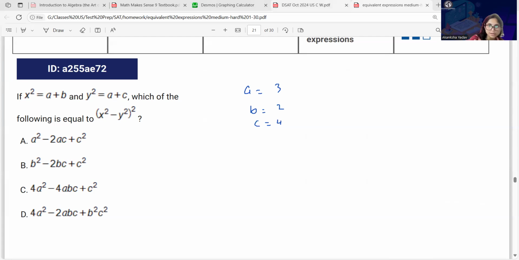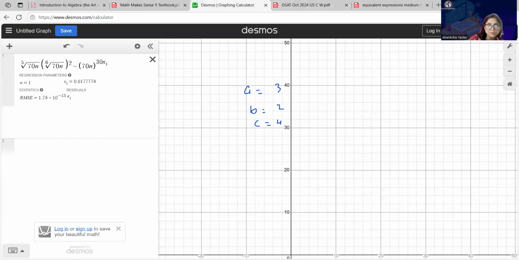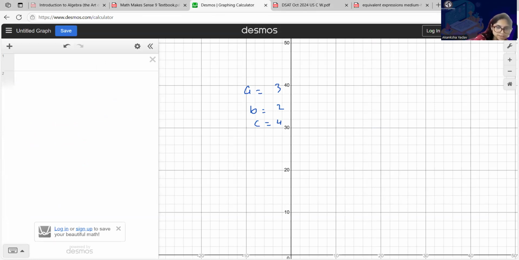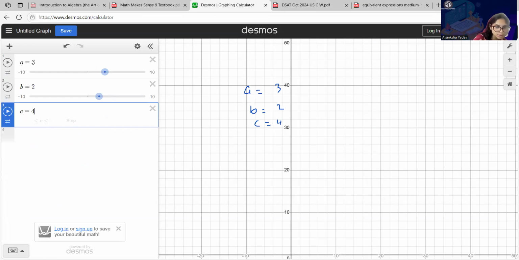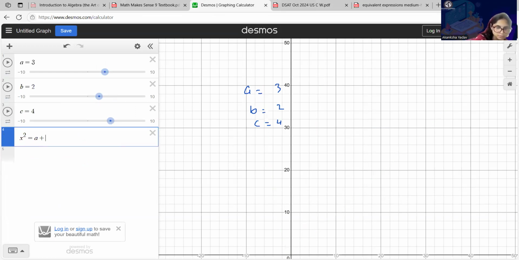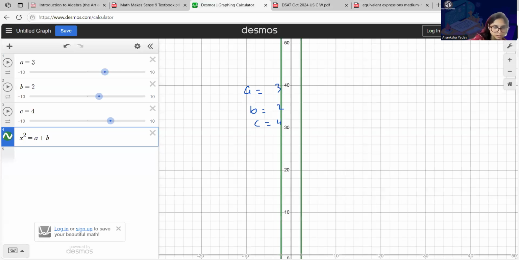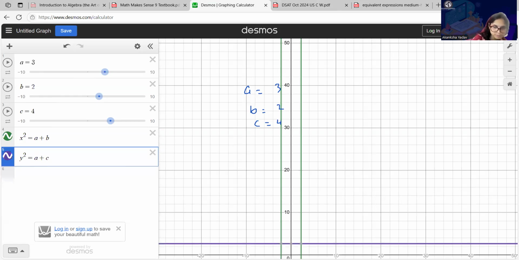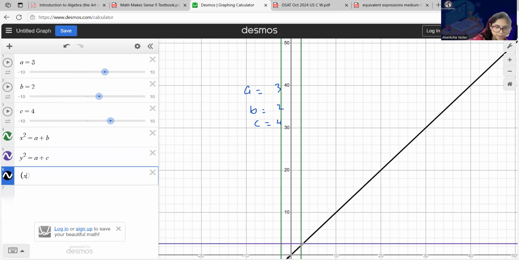Yeah. So for these kind of questions, if there are multiple variables, give all those variables a single value. For example, you're giving a is equal to 3, you're giving b is equal to 2, you're giving c is equal to 4. And now x squared is a plus b. Y squared is a plus c. And you're looking for x squared minus y squared whole square.